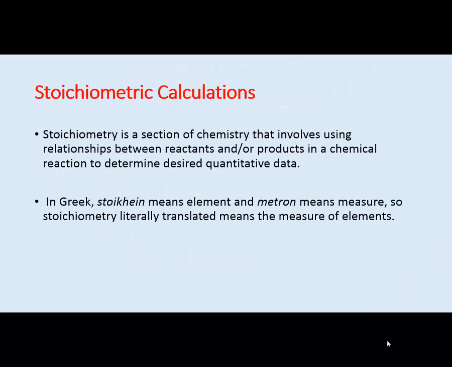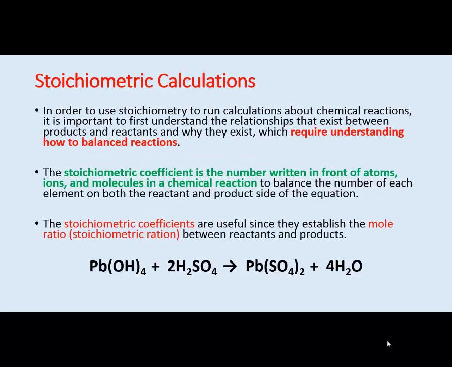Now, first of all, stoichiometry is just a quantitative way, meaning a method that uses measured numbers, to find the amount of a reactant or a product and compare that to any other reactant or product in a chemical reaction. And if we look to the original meaning of stoichiometry, its Greek meaning literally translates to the measure of elements, and that's exactly what we'll be doing. We'll be measuring the quantity of atoms or ions or molecules in a chemical reaction by doing stoichiometry calculations in this chapter.